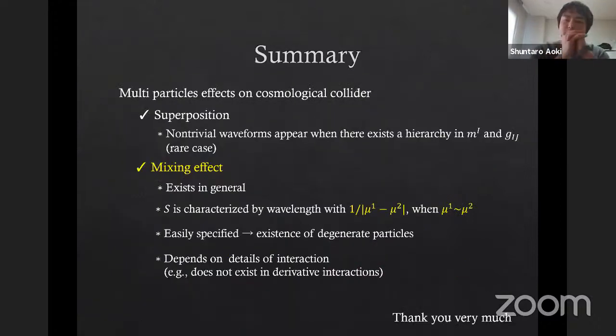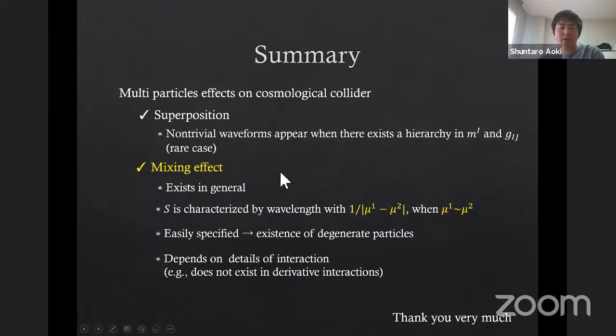Okay, let me summarize my talk. We have investigated the large particle effect on the cosmological collider. And we found two kinds of features in the system, one the superposition and the other the mixing effect. For the superposition, although it is a rare case, a non-trivial waveform appears when there exists a hierarchy in mass and coupling constant.